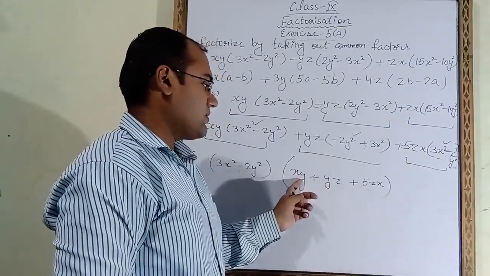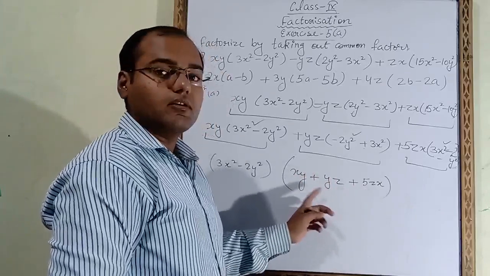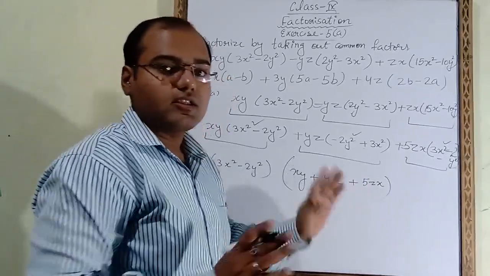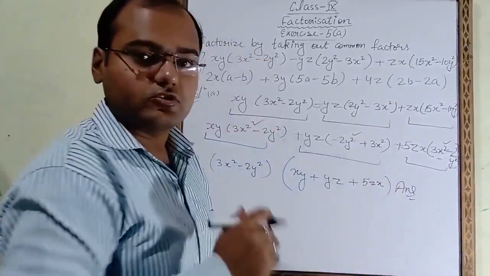Now again you have to check whether anything is common here from these three terms. This is xy. In these two terms we are getting y common, but in the third term y is not there. So that means nothing is common in all the three terms. So this is your final answer. Like this you have to do such questions.